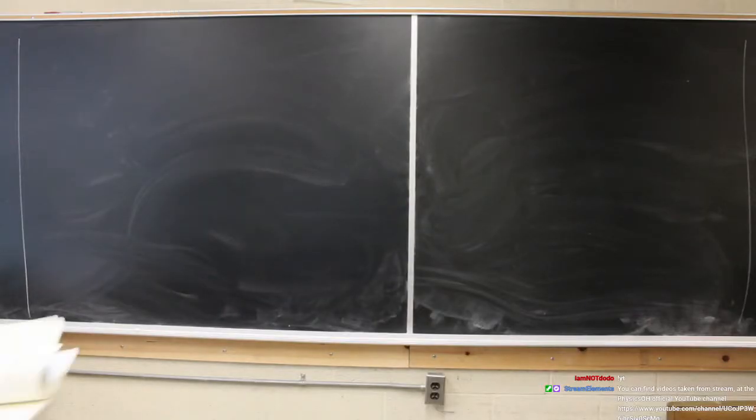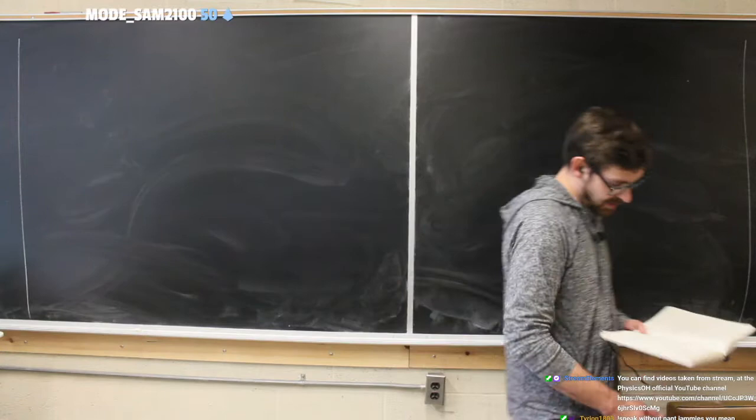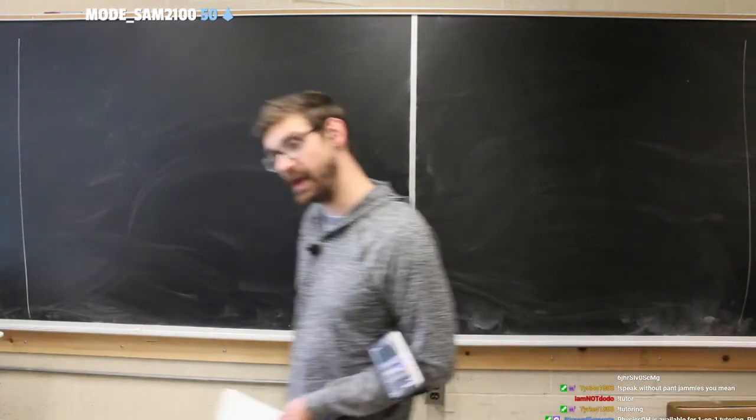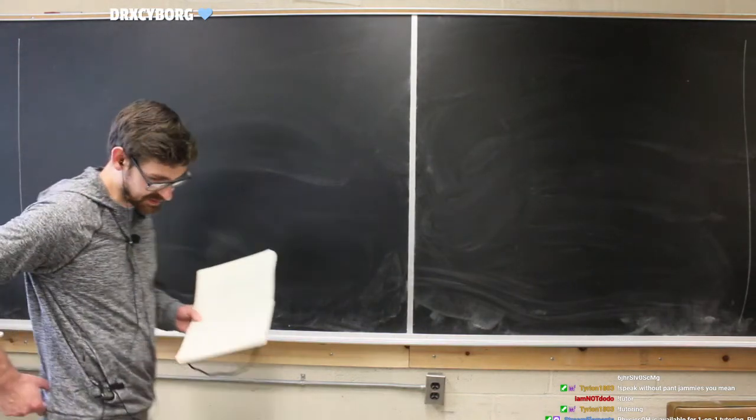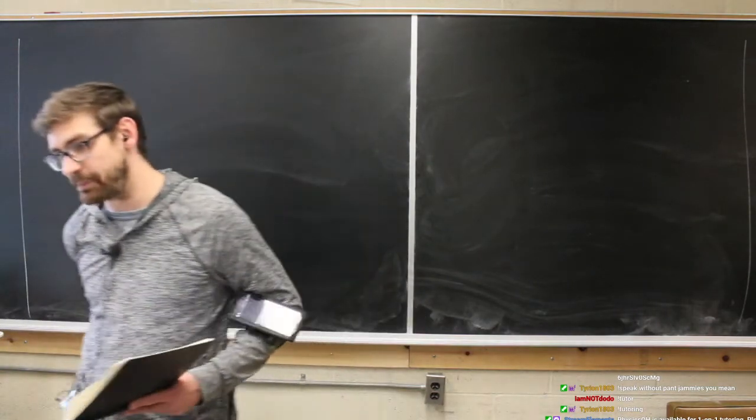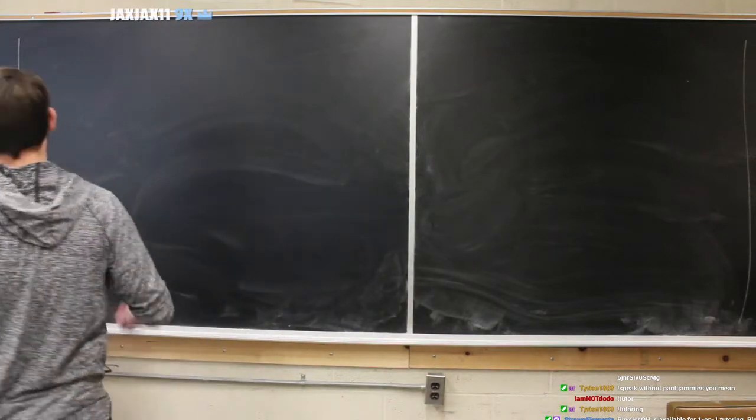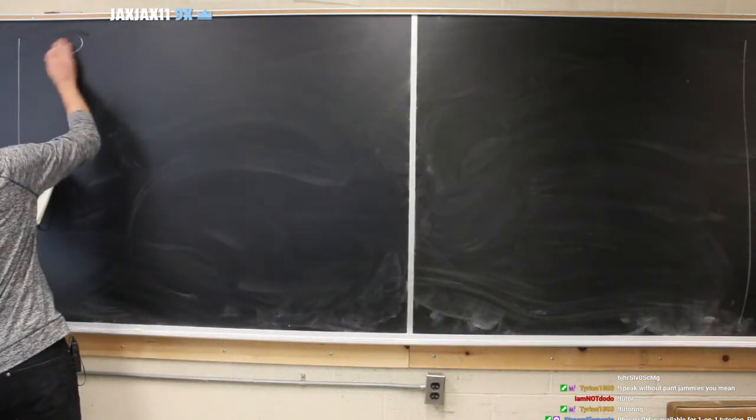But let's talk about work and uniform circular motion. In order to talk about that, we first need to start with dot products. But before we even talk about dot products, let's talk a little bit about vectors. Let's write out the whole thing.